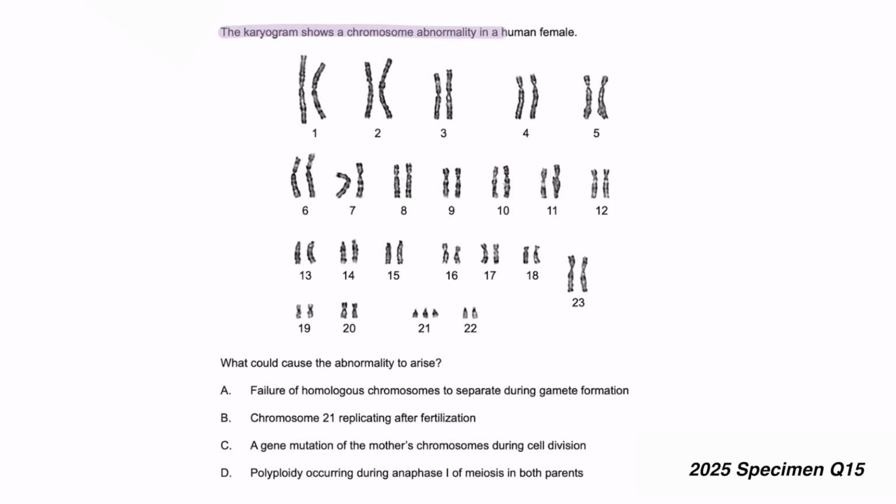The karyogram shows a chromosome abnormality in a human female. There are 3 copies of chromosome 21 in the karyogram. The reason for having an extra copy of a chromosome is due to non-disjunction. Chromosomes stick together and cannot be separated in meiosis when gametes are formed.